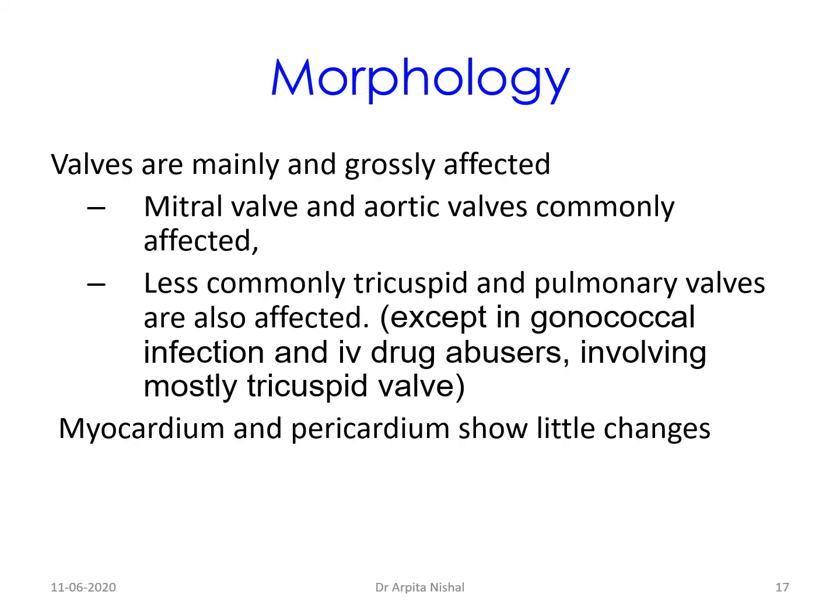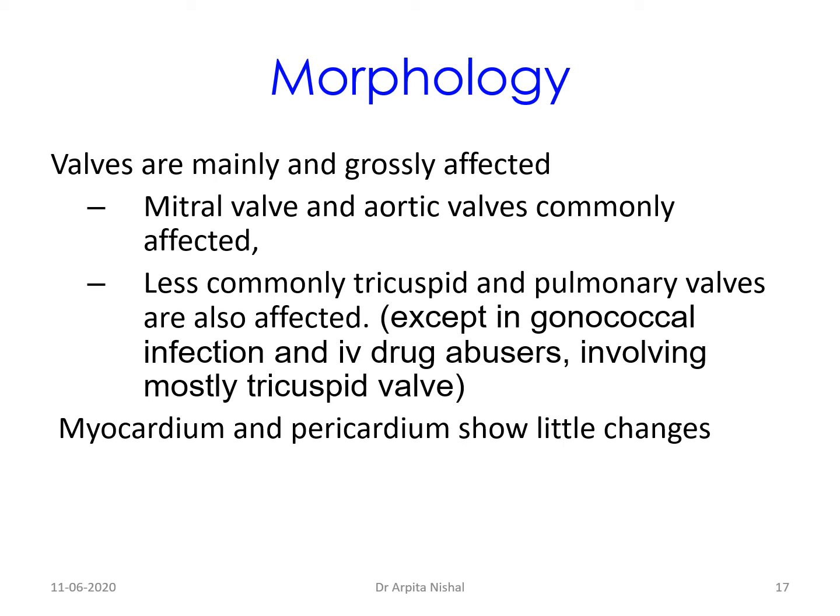Morphology of infective endocarditis: it is the valves which are mainly affected. Mitral valve and aortic valves are commonly affected. The right side of the heart is less affected. In that, tricuspid and pulmonary valves may be affected, except in gonococcal infection and IV drug abusers, which mainly involves the tricuspid valve. There are very little changes in myocardium and pericardium.